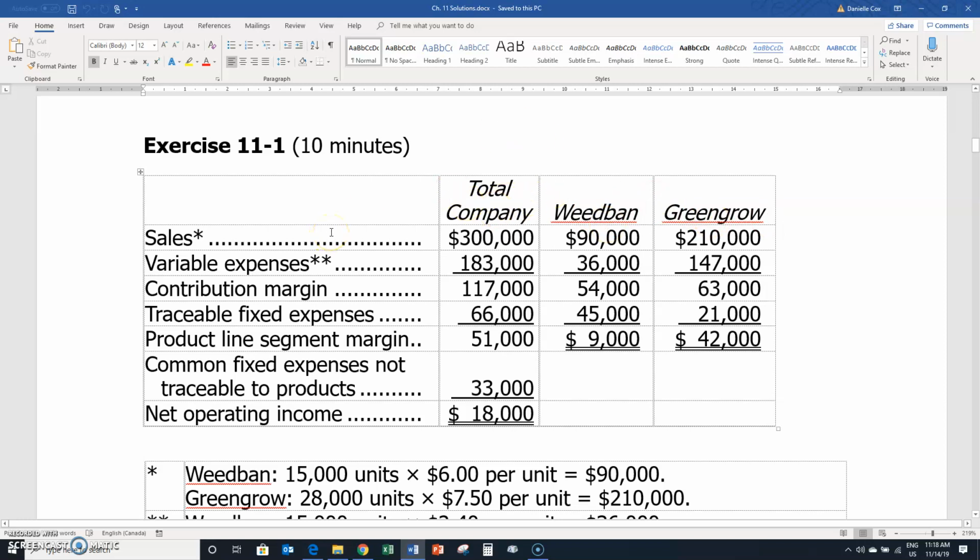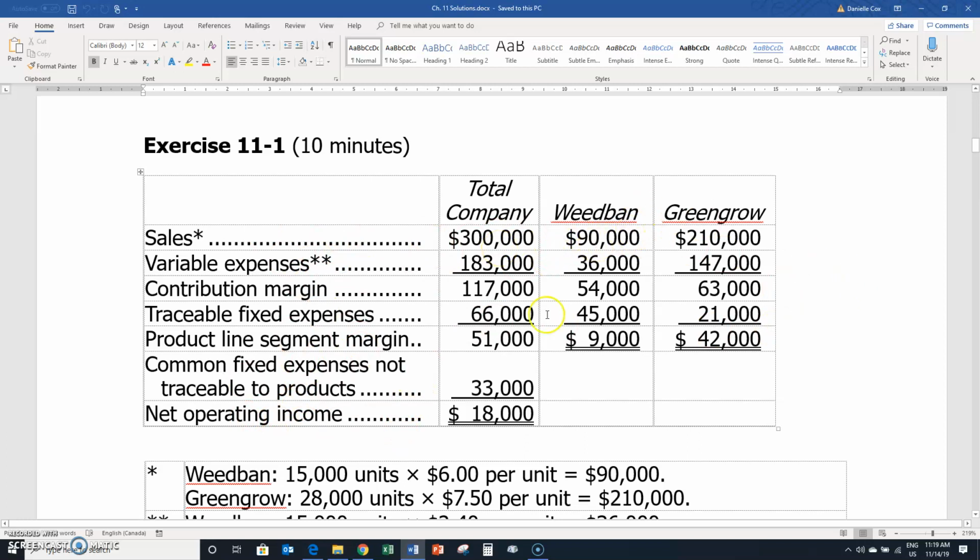We always start same format: sales less variable expenses equals your contribution margin. Your traceable fixed expenses would give you then your product line segment margin. Then you deduct your common fixed expenses to get your net operating income. So I fill all that in, then we do our numbers.